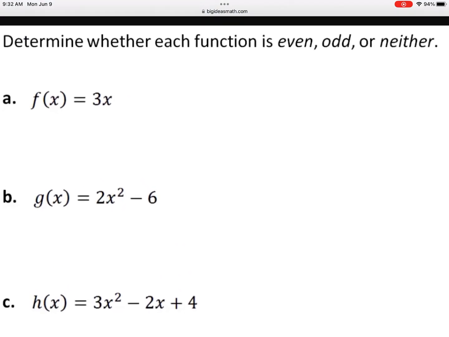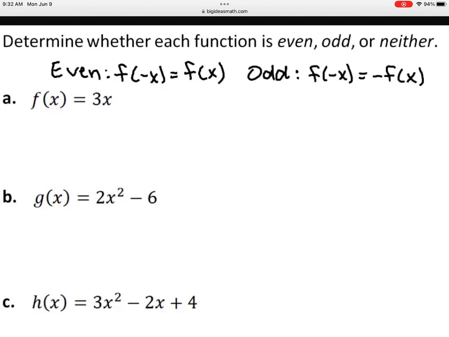Determine whether each function is even, odd, or neither. Remember that the function y equals f of x is even when f of negative x equals f of x for each x in the domain of f. And a function y equals f of x is odd when f of negative x equals negative f of x for each x in the domain of f.